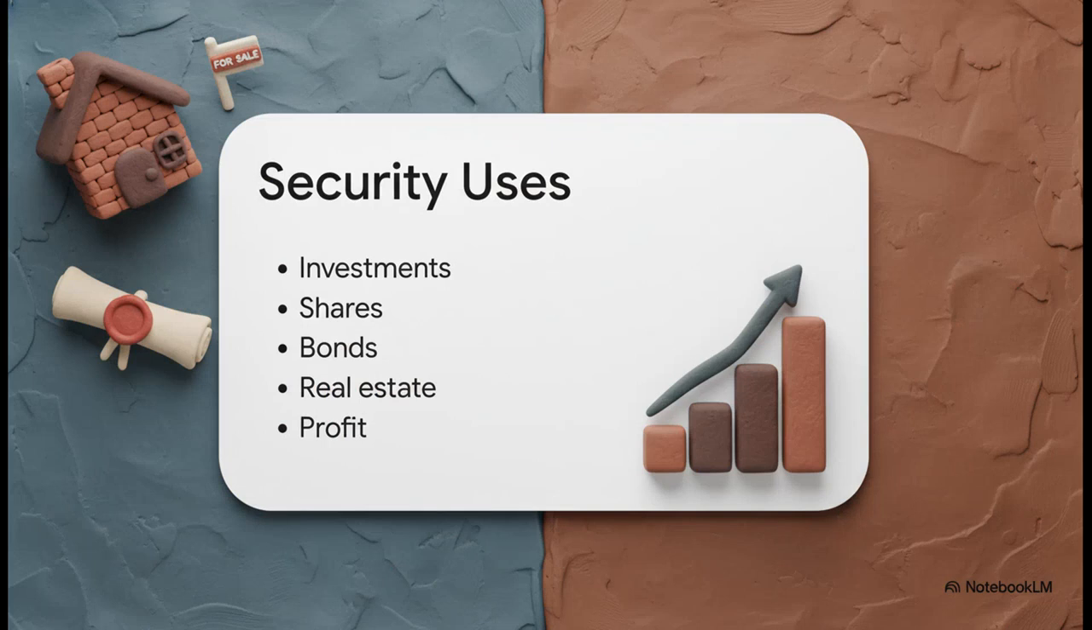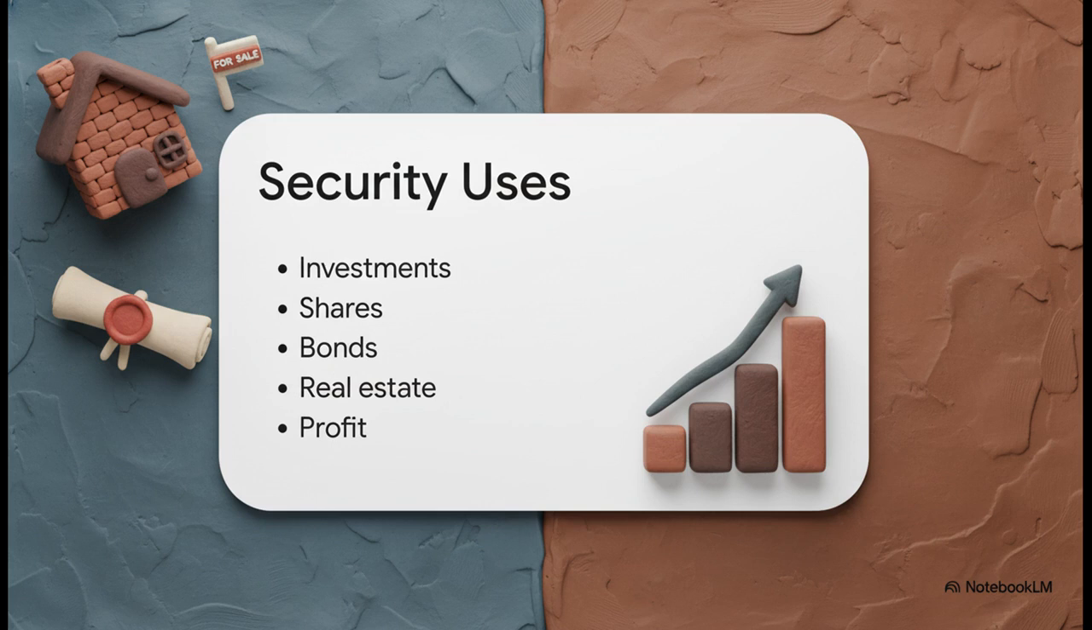They can represent shares in a company, they can represent bonds, they can even represent physical real estate that's been fractionalized and put on the blockchain, which is pretty wild. And because they represent these heavy-hitting traditional assets, they inherently offer profit potential tied to the success or the value of that underlying asset.